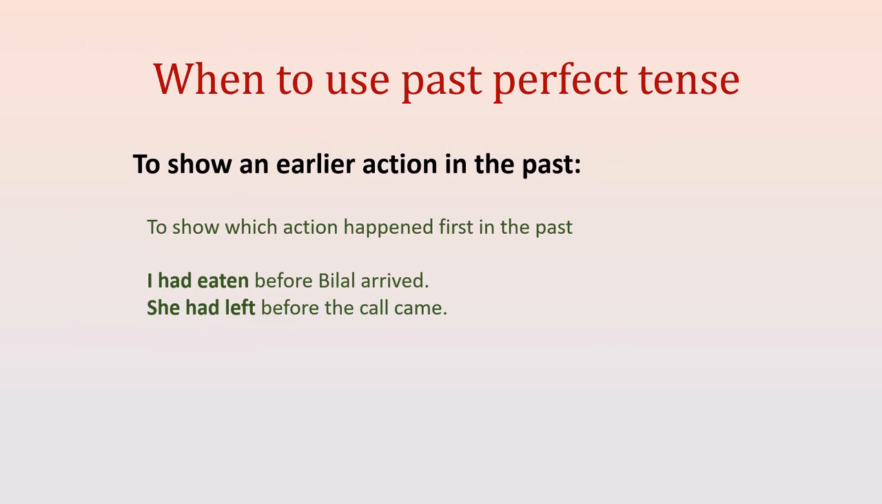Now we will see when to use the past perfect tense. Let's start. First of all, to show an earlier action in the past, meaning actions that took place before another action took place, like a sequence of actions. For example, I had eaten before Bilal arrived, meaning I had already eaten before Bilal arrived. So there is a sequence. She had left before the call came. Now there are two events and there is a sequence. So these are past perfect tenses.